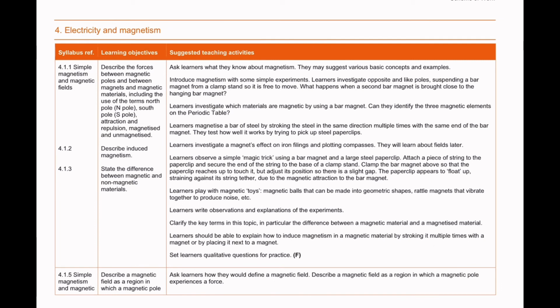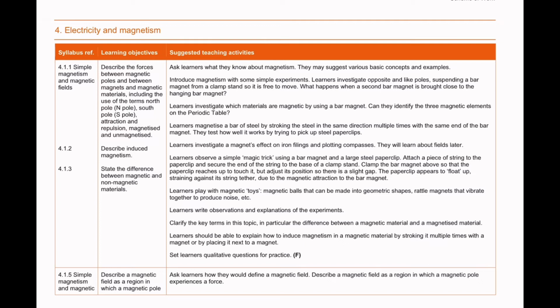Number 4. Electricity and magnetism. Key concept 4.1.1 Simple magnetism and magnetic fields. Learning objectives. Describe the forces between magnetic poles and between magnets and magnetic materials, including the use of the terms north pole, south pole, attraction and repulsion, magnetized and unmagnetized. Describe induced magnetism. State the difference between magnetic and non-magnetic materials.